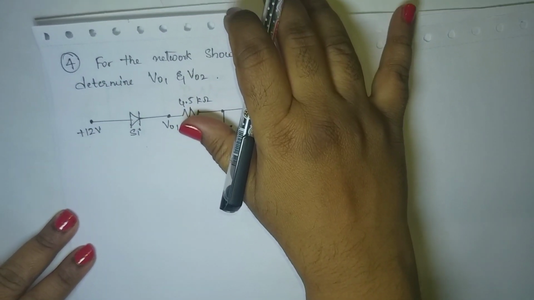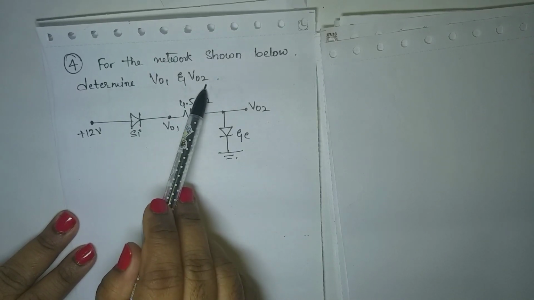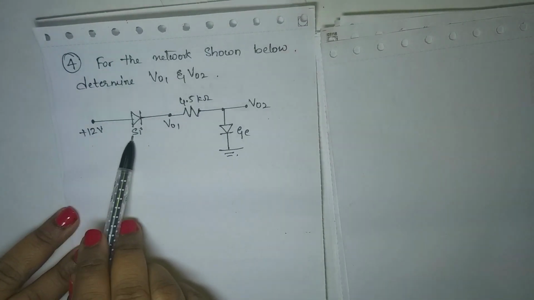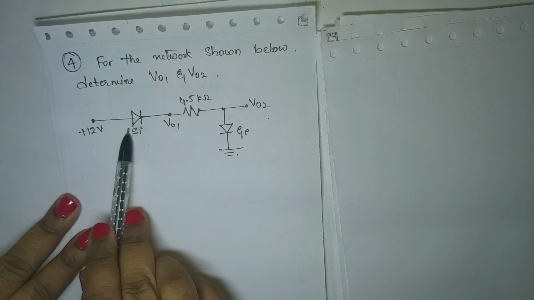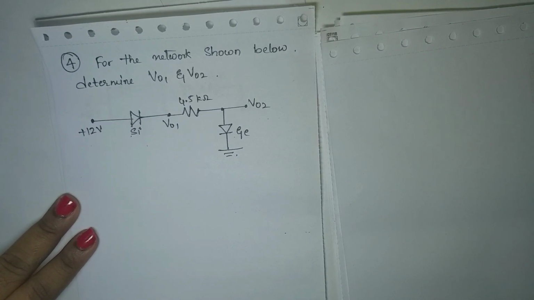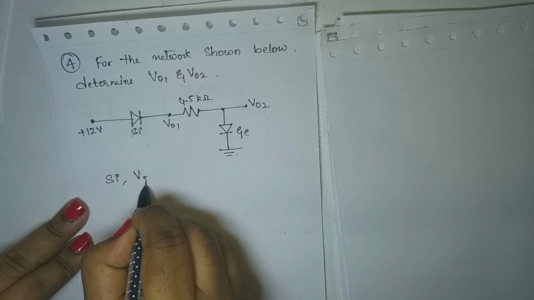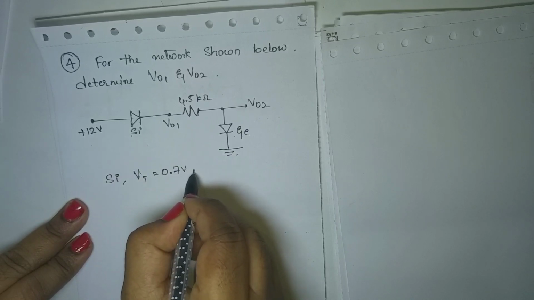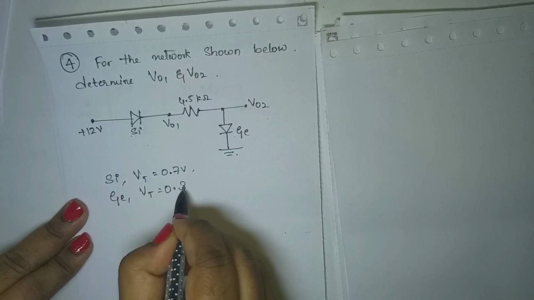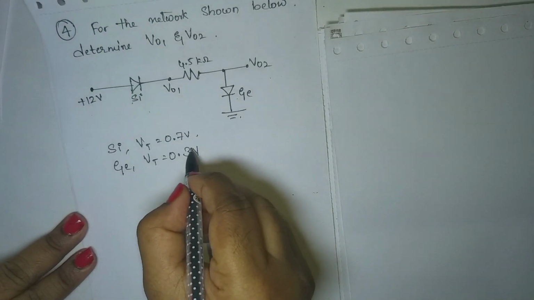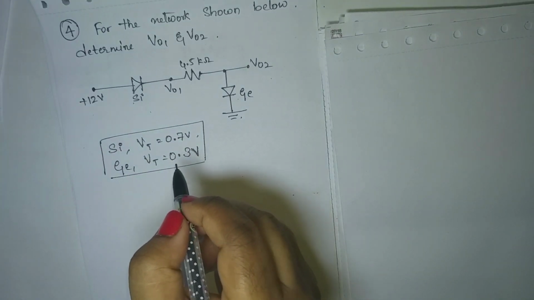Okay, so in the next problem, they're asking us to find the two voltage levels V01 and V02. This is very simple, but you can see here you have germanium and silicon diodes. This is germanium diode and this is silicon diode. For silicon diode, the threshold voltage is 0.7 volts and for germanium diode, the threshold voltage is 0.3 volts. This is a very important point, so you have to remember it.